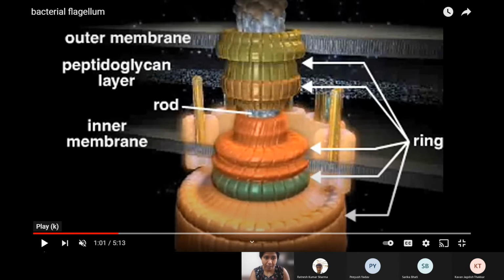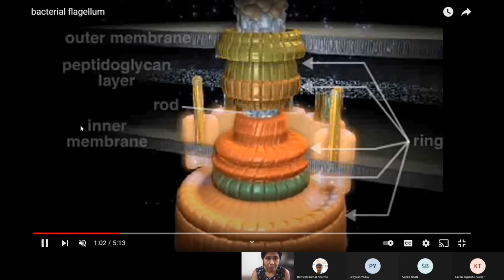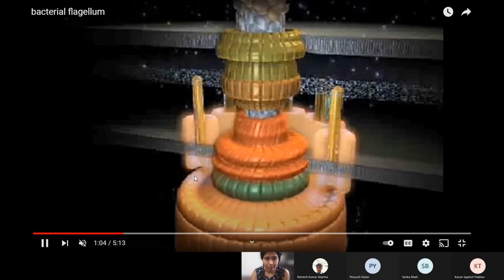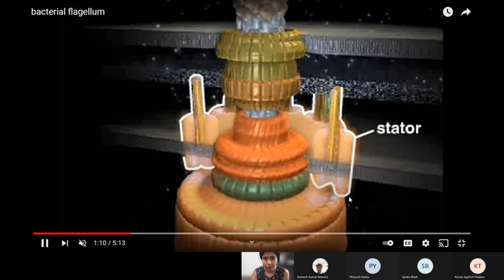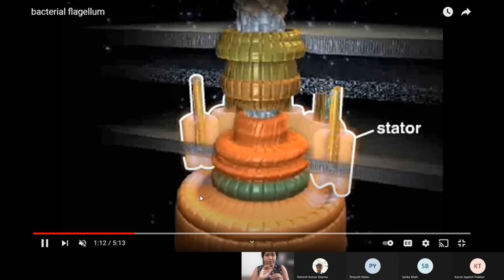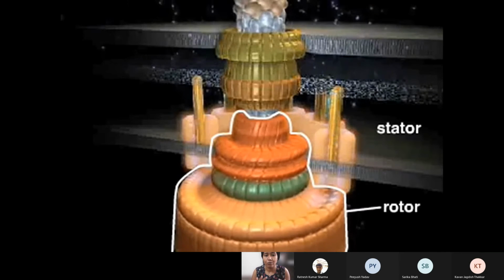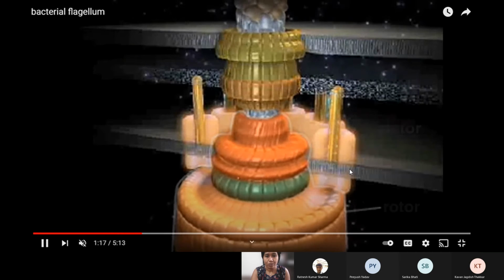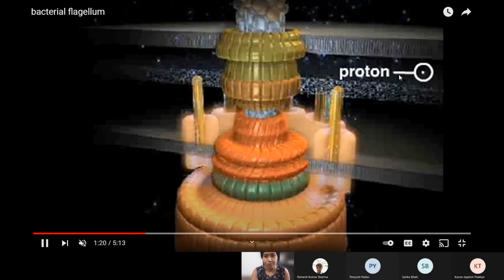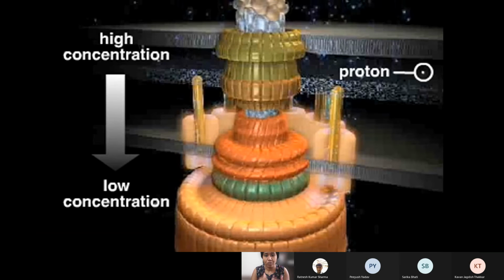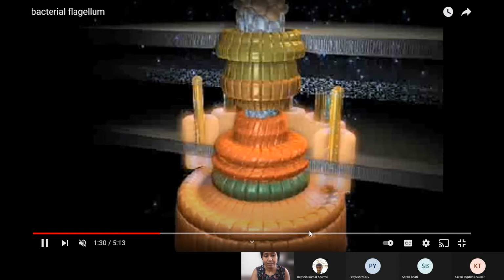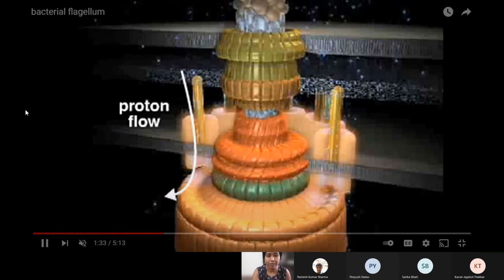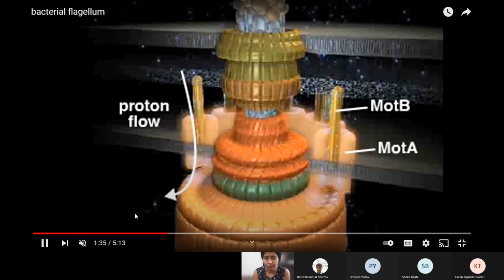How it does, we will see it again in this animation, but just watch it. You see that these white blobs are moving through the stators. You see that? These white blobs are moving through the stator, and that is the thing that is powering this entire rotor to function. So this is the rotor, this is the stator, and you see protons that are moving through the stator, creating a conformational change in the stator in such a way that it creates rotation of the motor. So everything depends on this proton flow, but it could also be sodium ion flow.